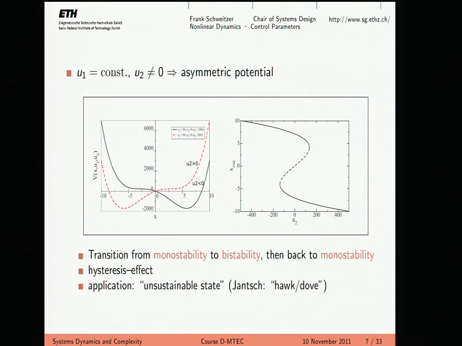But when you sweep it from right to left, you don't jump back here, but you keep going in the same way, and then jump back here. And this is called the hysteresis effect, right? Because going from left to right is not the same as going from right to left.